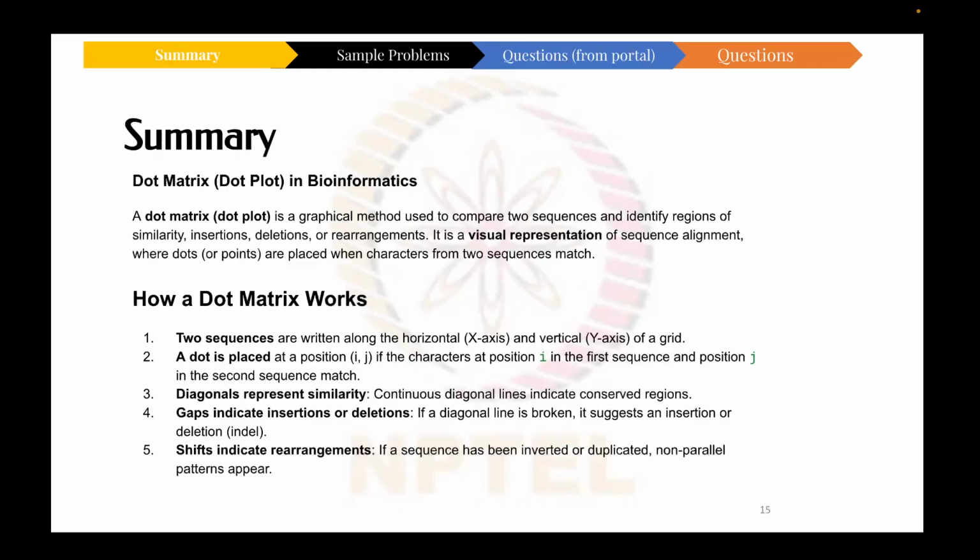So how is a dot matrix made? First is sequence preparation. You start with two sequences that you want to compare, say sequence A and sequence B. These sequences could be either nucleotides or proteins.